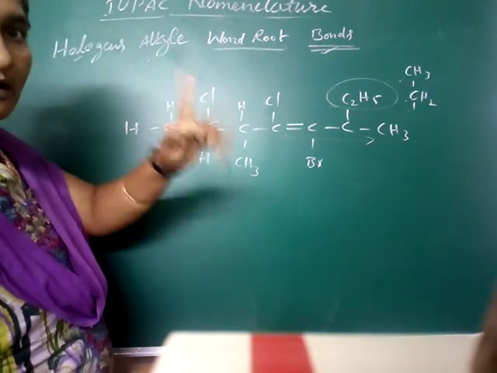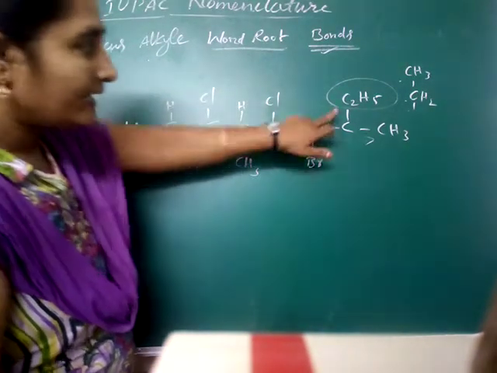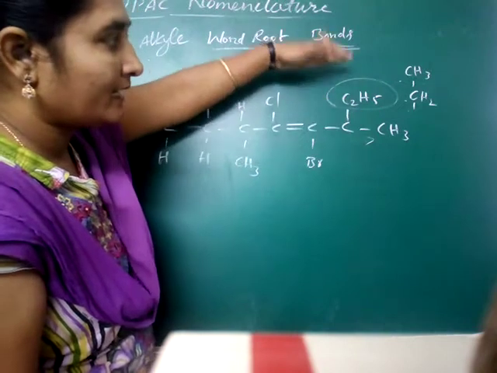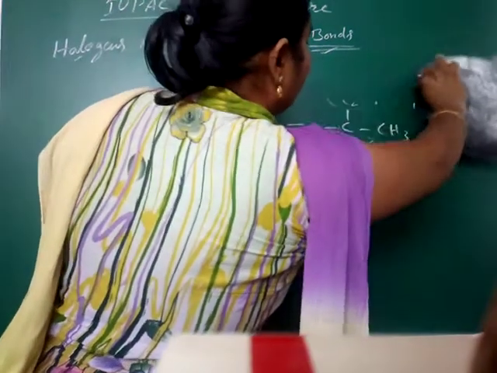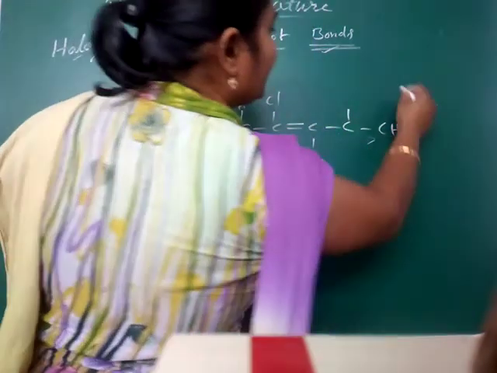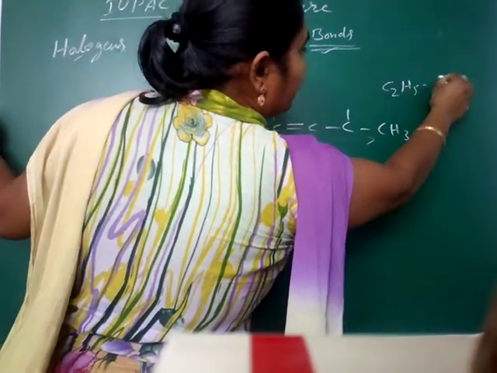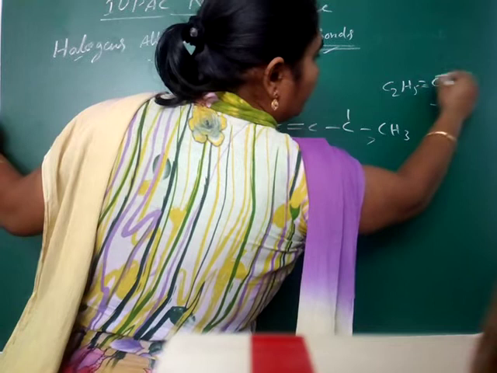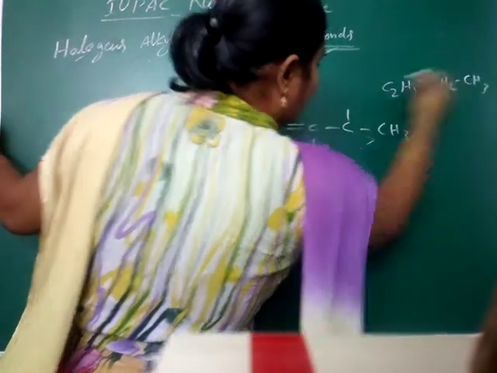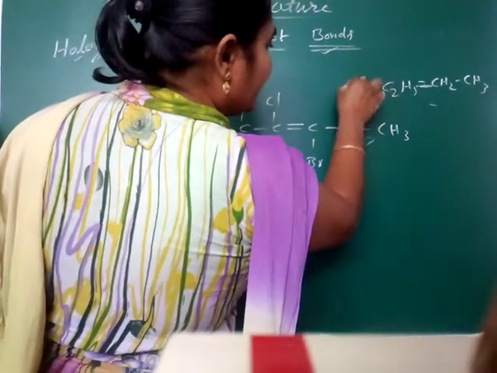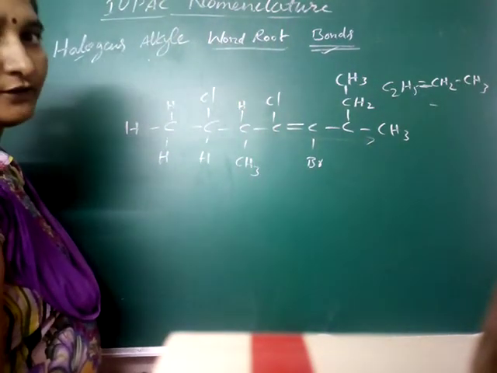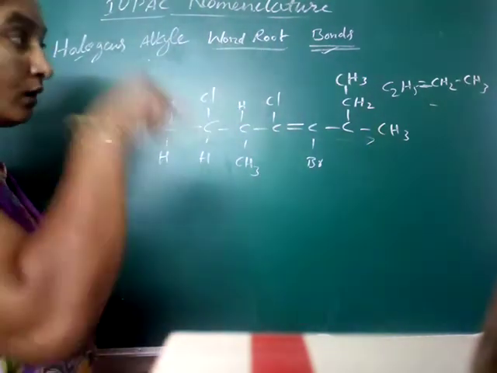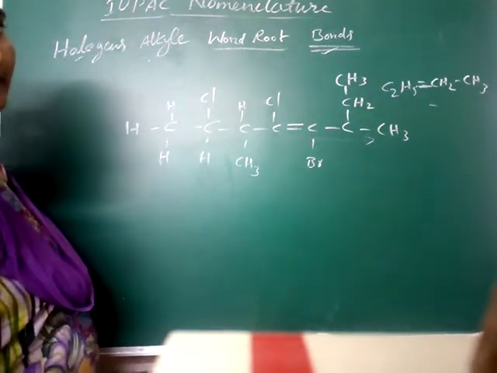But it is wrong. Why? Because here C2 you have to write separately. How is it? C2H5 is nothing but CH2CH3. That means you can write CH2CH3 in the place of C2H5. Okay, then now you have to give the numbering.